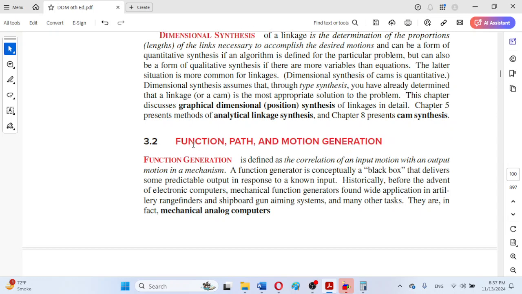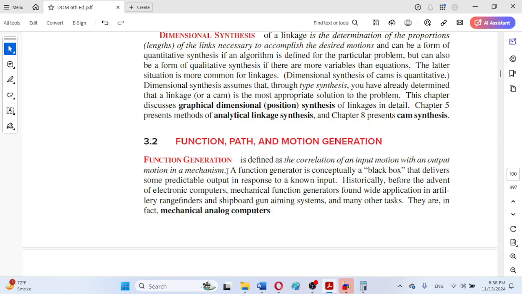There are 3 types of dimensional synthesis, which are called function, path and motion generation. The definitions are written here; briefly I will be reading them. Function generation is defined as the correlation of an input motion with an output motion in a mechanism. So in function generation an input motion is mapped as the output motion.